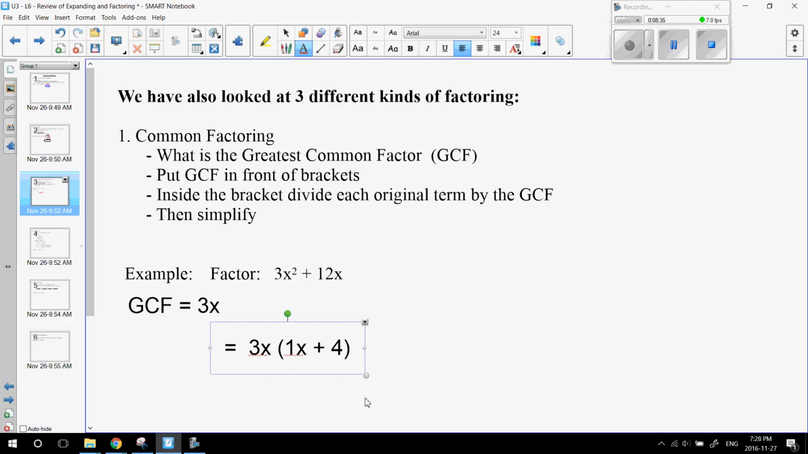So here's our final answer. We common factored out a 3x, so it sat in front of the brackets, and then we divided everything inside the brackets by that 3x, so it's now just x plus 4. And that's our final answer.